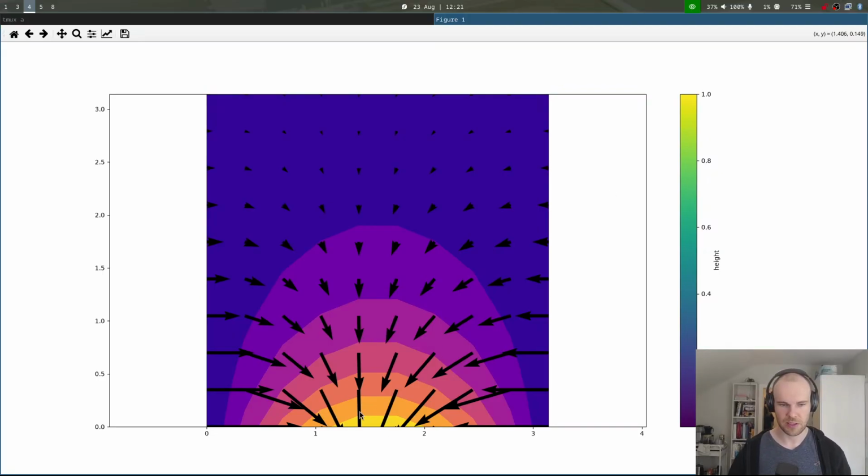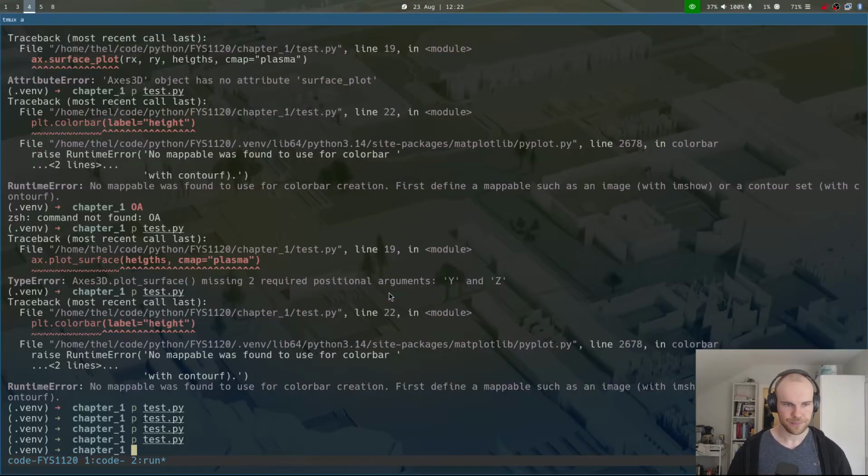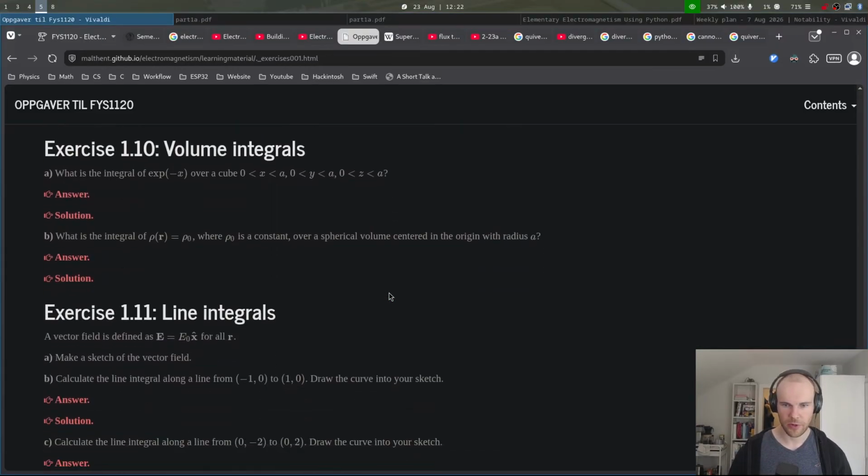You can see this got a little bit out of hand there, but otherwise it's pretty good. No, it's actually good there, right? Okay, so our solution worked really well. So now let's go to 110, which is the volume integral. So what is the integral of this cube?